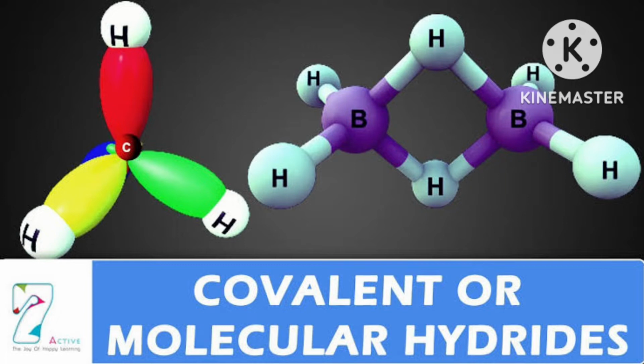The hydrides are classified into three categories. First, ionic or saline or salt-like hydride. Second, covalent or molecular hydride. Third, metallic or non-stoichiometric hydride.